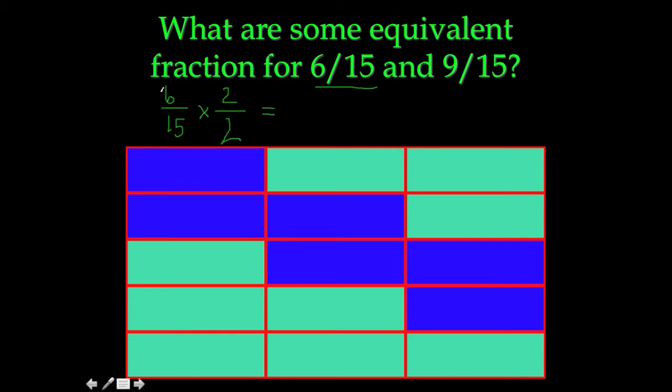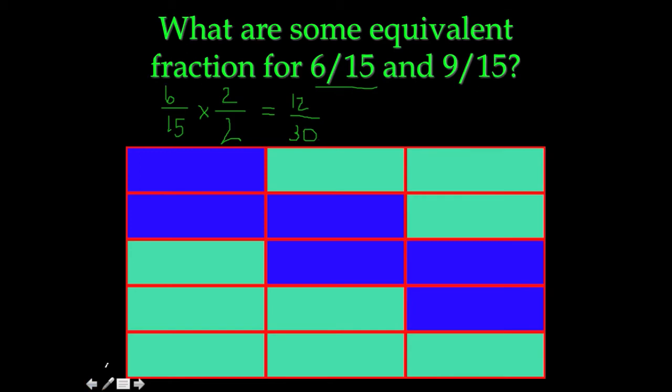So remember, what you do to the top, you must do to the bottom. So 6 times 2 equals what? 12. And 15 times 2 equals what? 30. So that is an equivalent fraction. 12/30 is equivalent to 6/15.